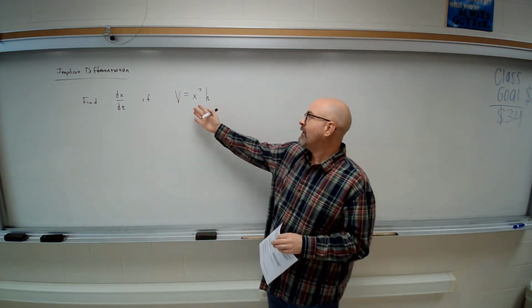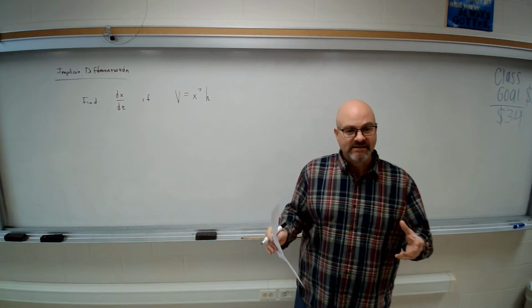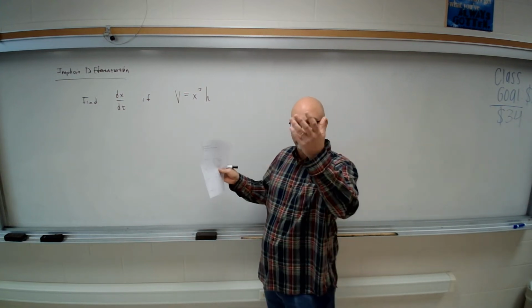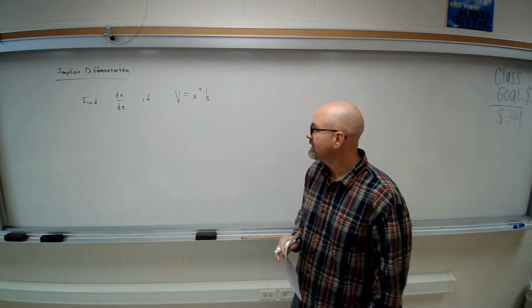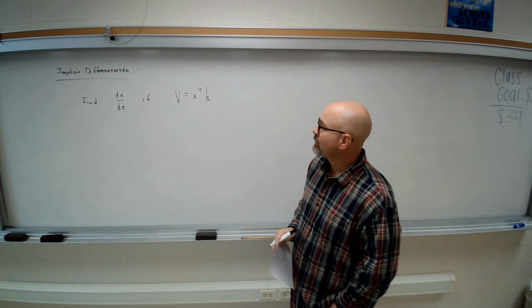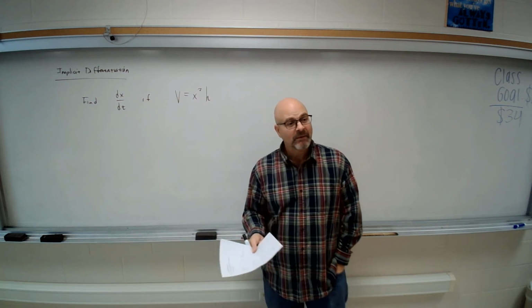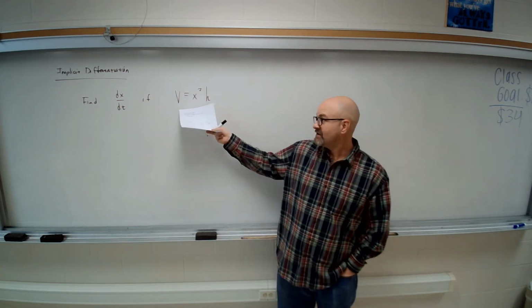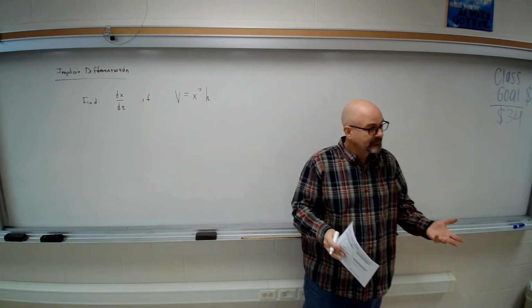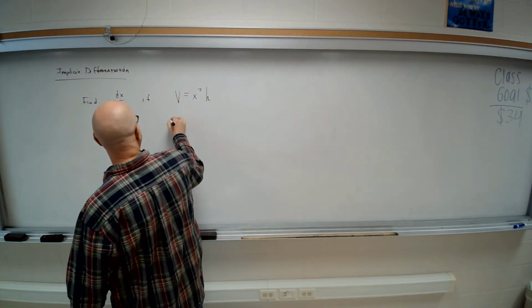So this would maybe be, I don't know, the volume of a box with a square base, right? x by x base, h is the height, this would be the volume. So with this one, if we're going to ask to find the derivative of x with respect to t, the first thing we know we need to do is take this piece and just take the derivative with respect to t.